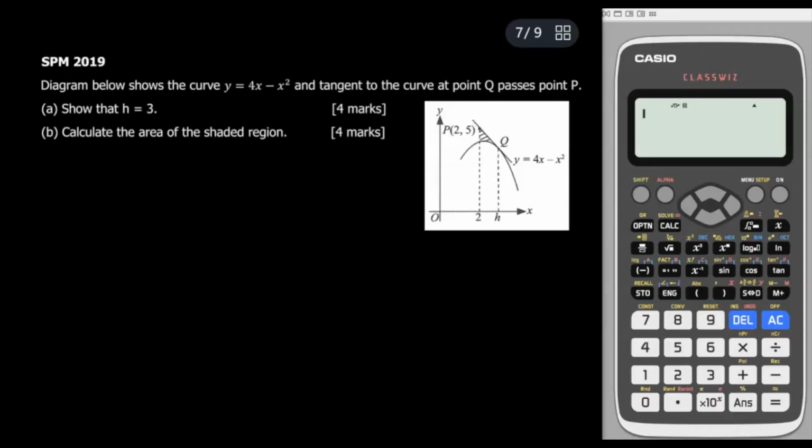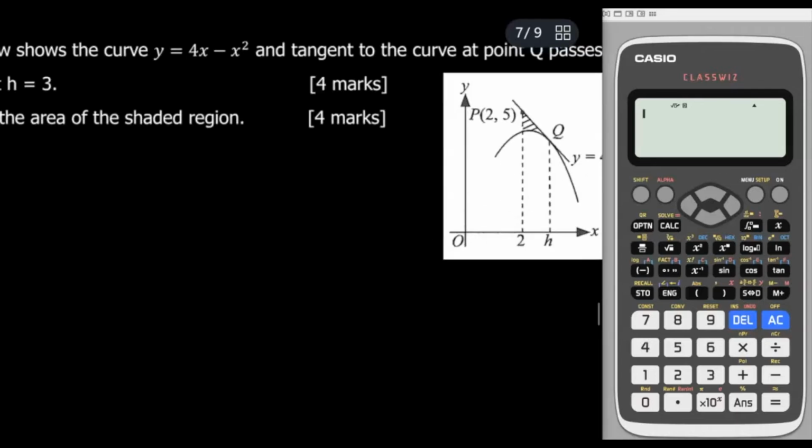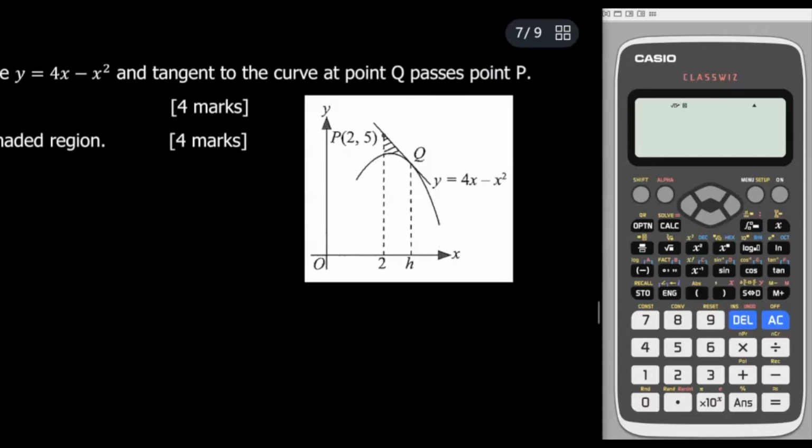Now let's solve for B. Calculate the area of the shaded region. Let's look at this diagram again. We have to know the coordinates of Q. P is given as (2, 5), and h we already got, h equals 3. So at this point Q, the x coordinate will be h, and the y coordinate will be 4h minus h squared.